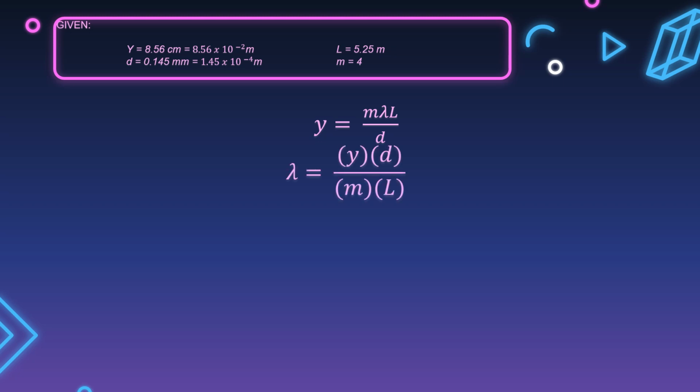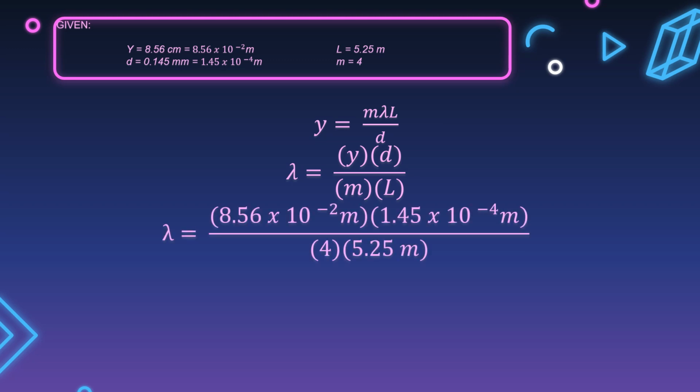So we'll come up with this formula. Wavelength is equal to y multiplied by d all over m multiplied by L. Okay, so substitute all the givens. So we have wavelength is equal to 8.56 times 10 raised to negative 2 meters multiplied by 1.45 times 10 raised to negative 4 meter all over 4 multiplied by 5.25 meters.